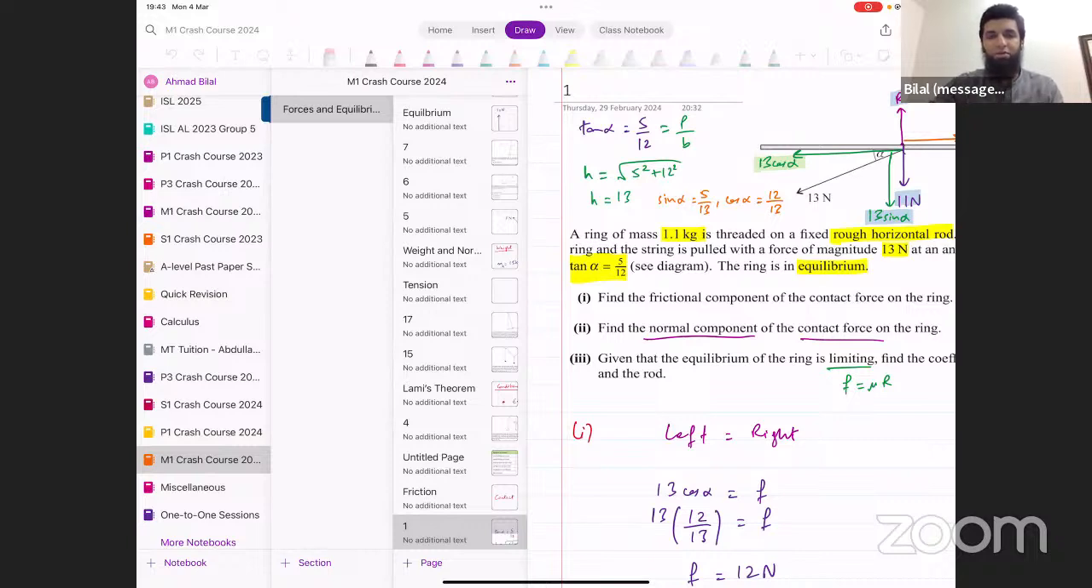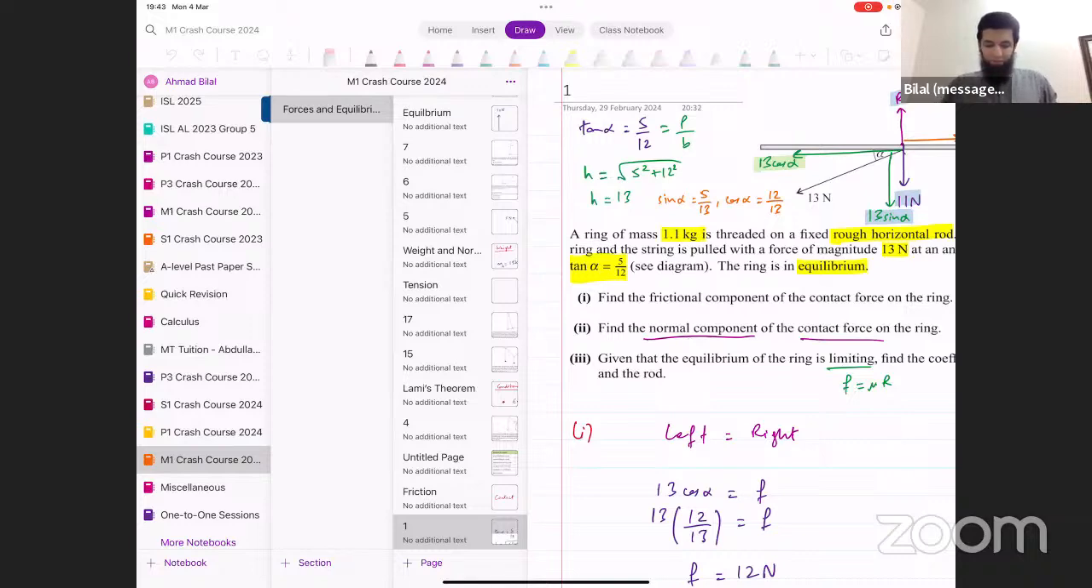On these topics, in most papers, you get two questions each. So you get two questions on forces and equilibrium generally, and two questions on kinematics. So you do need to spend some time practicing questions on these topics in detail.